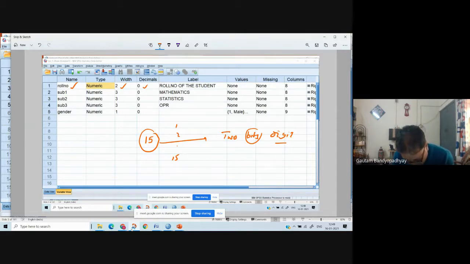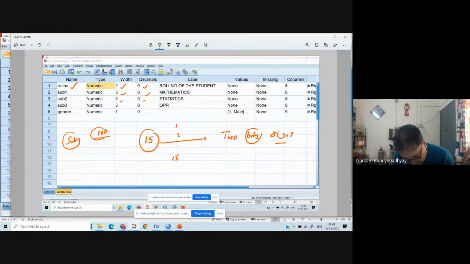Next, coming to subject 1. The full marks is 100, so there is no fraction marking. There is 80, 90, and since the full marks is 100, a student can get 100 out of 100. So that's why width is 3 and decimal is 0. Similarly for subject 2 and subject 3, and all are numeric. So this is the first column, second column, third column, fourth column.